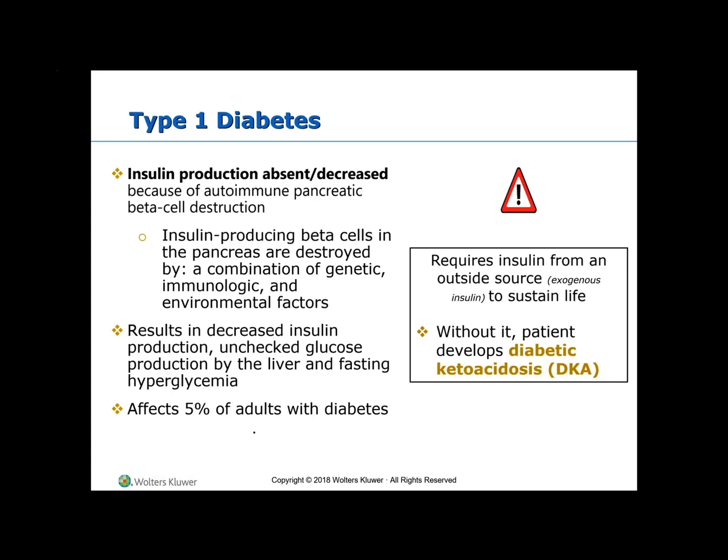It affects 5% of adults with diabetes, and it originally was considered juvenile diabetes, because typically children were the first ones, the younger population is where it was first seen. So the thing with type 1 diabetes is it does require insulin from an outside source to sustain life. Without it, the patient can develop DKA, or diabetic ketoacidosis.